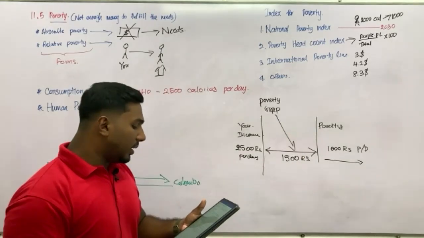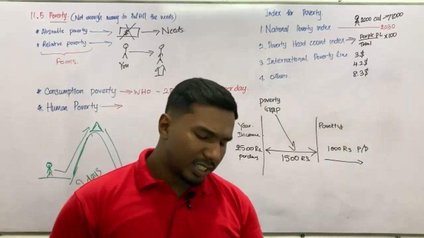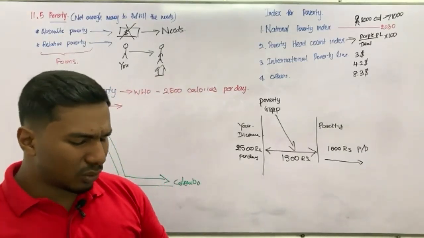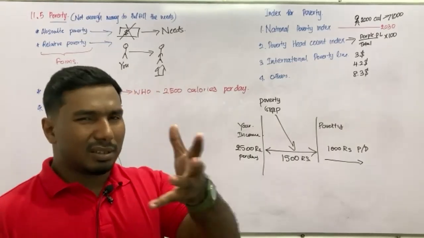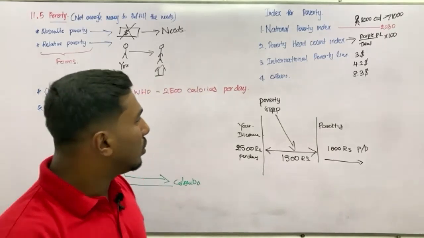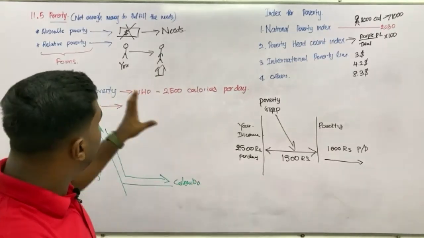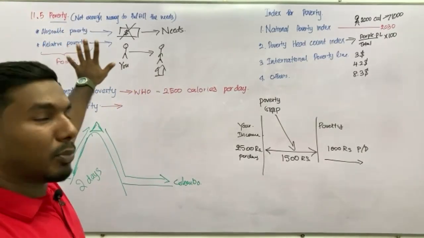And the multidimensional poverty index measures the multiple deprivations of household health, education, and living standards. That doesn't impact much in the exam paper, so you don't have to worry about that. So this will be the basic concept of 11.5 poverty.